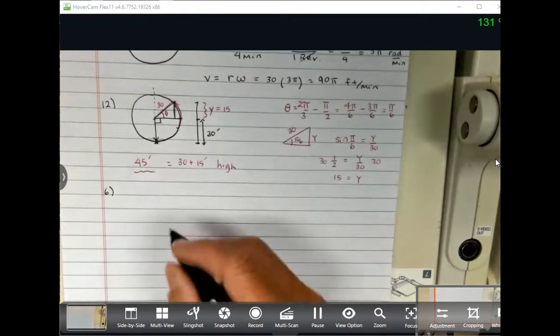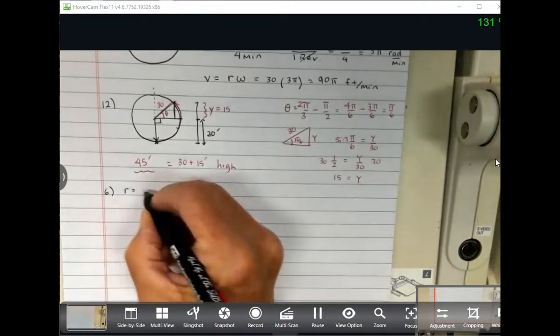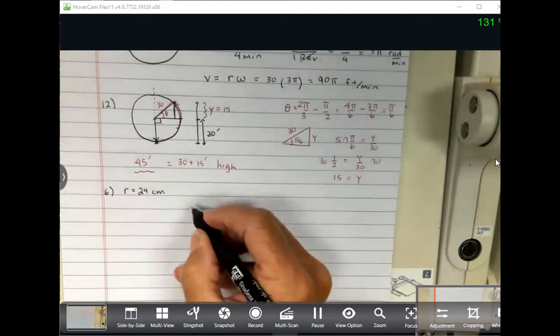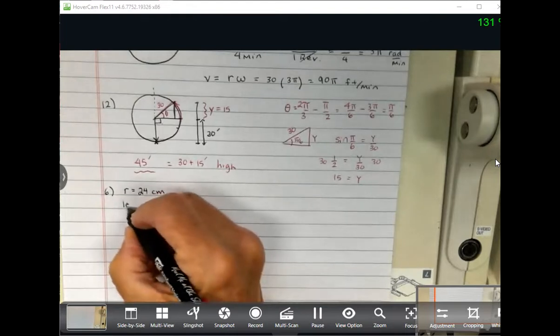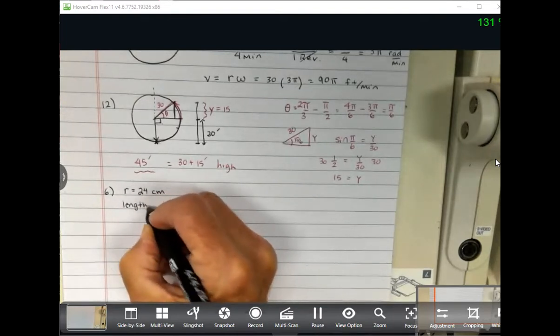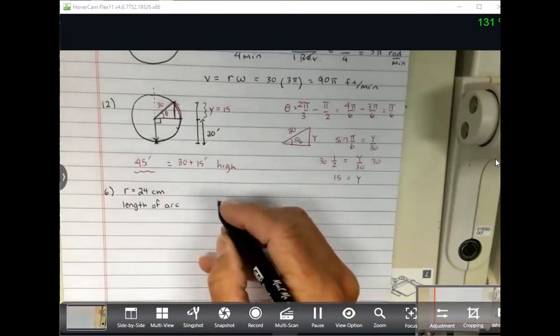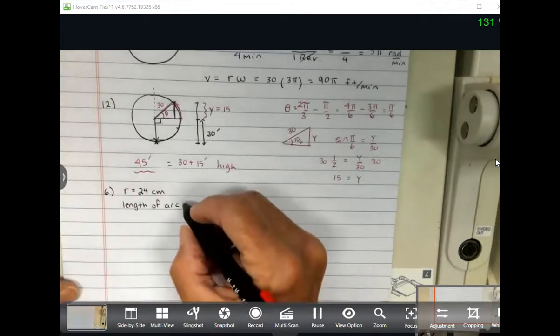On number 6, we've got the radius of a circle is 24 centimeters. And we want the length of an arc intercepted by a central angle of 3 pi over 4 radians.